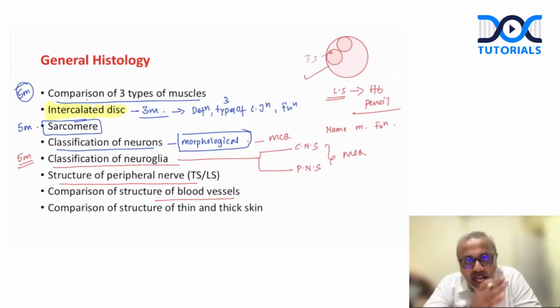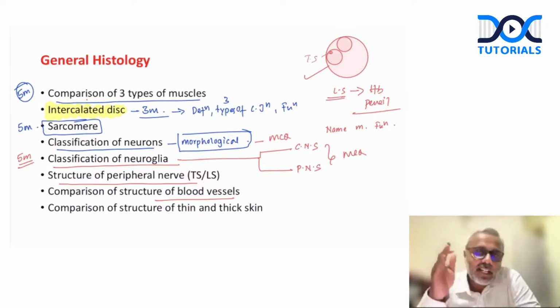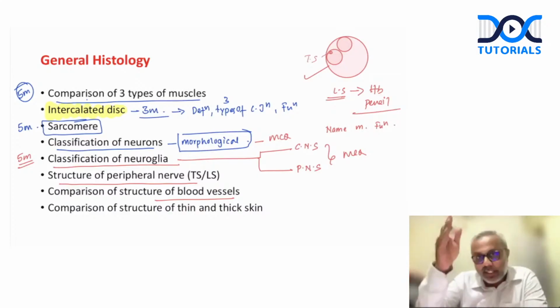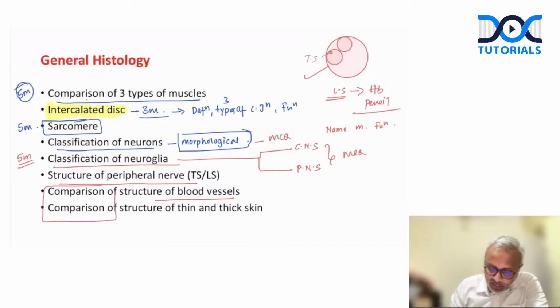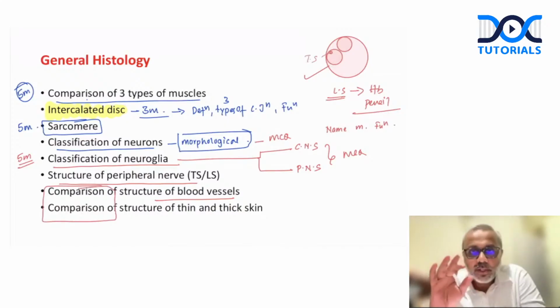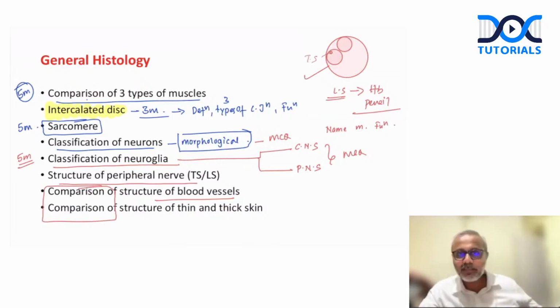Comparison of large sized artery, medium sized artery, large sized vein. The 3 layers, how they differ. Again, in a tabular column format. Remember again, whenever the question is on comparison, I want you to prepare a table by yourself and reproduce the same table in your exam. Make sure that the last part of the table contains a diagram of that particular histological structure.